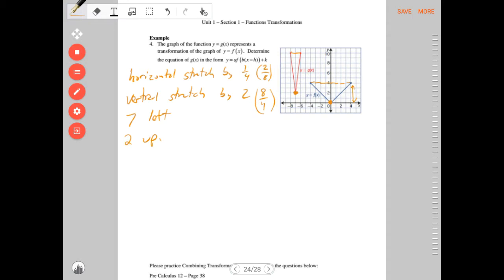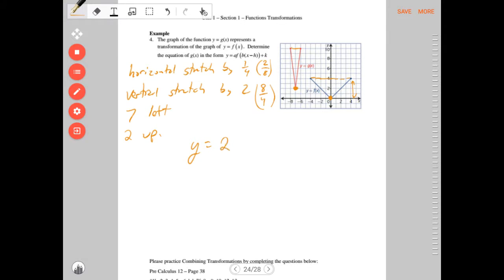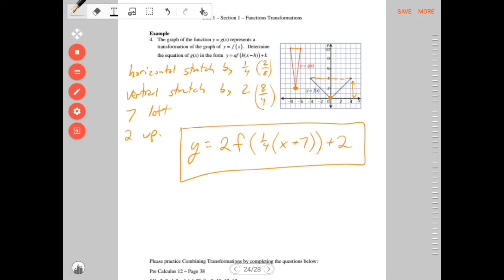Now we just make the equation. So y equals, we have the vertical stretch comes first, the a value. So that is 2. Then f bracket. Then we need the b value. So that's 1/4. Bracket again because we have to separate the b. The b has to be separate from the 7. So that's going to be x. Now 7 left is plus 7. Great. And then 2 up looks like that. So this is our new function. And we go step by step, and it's really not that bad.